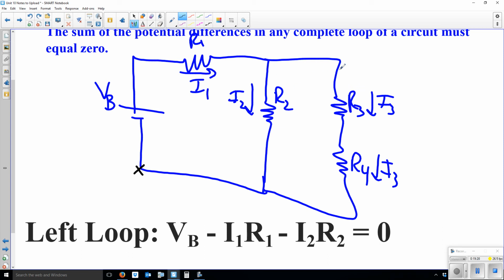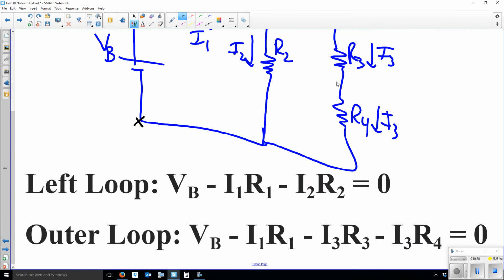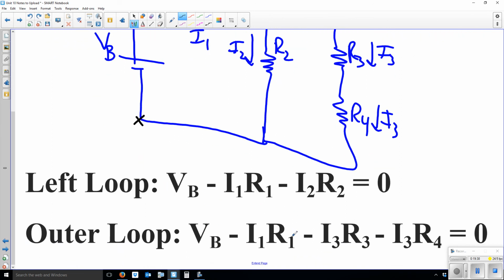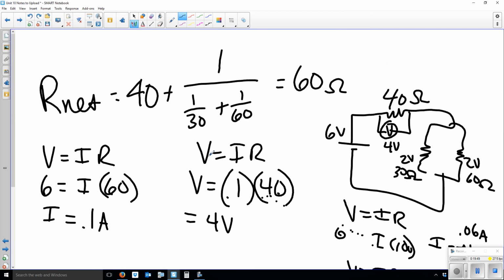So if we take this outer loop, if we go around the outside, we're doing the same thing. We gain the voltage of the battery, lose I1, R1. We also then lose I3, R3, and I3, R4. Again, these two currents are the same because those are in series. This one of the homework problems kind of worked out for you. Take a look, make sure you get a decent look at those.